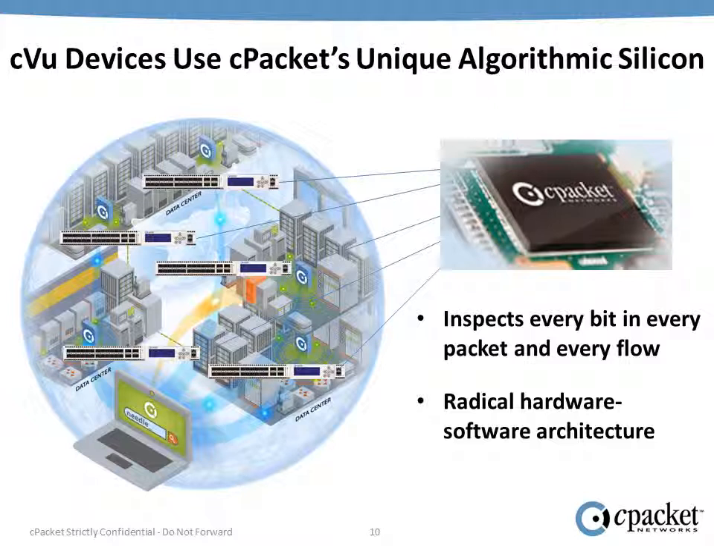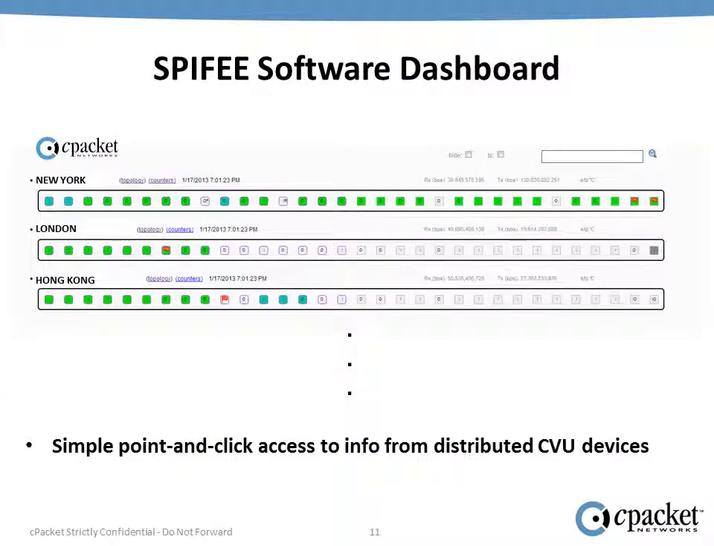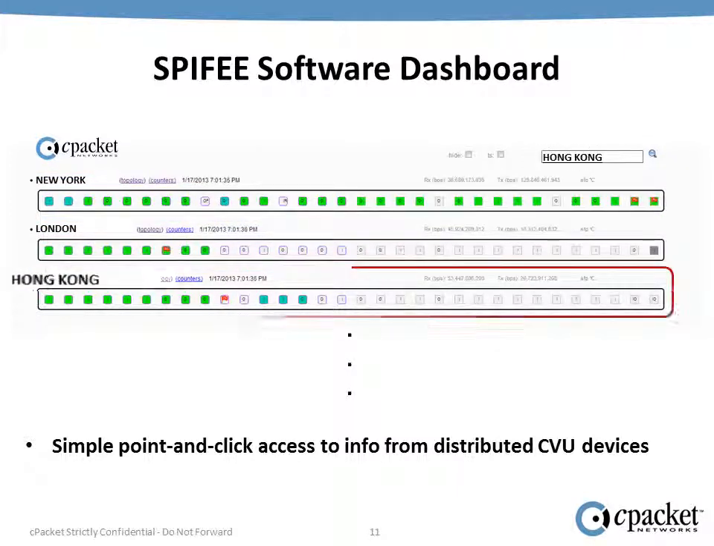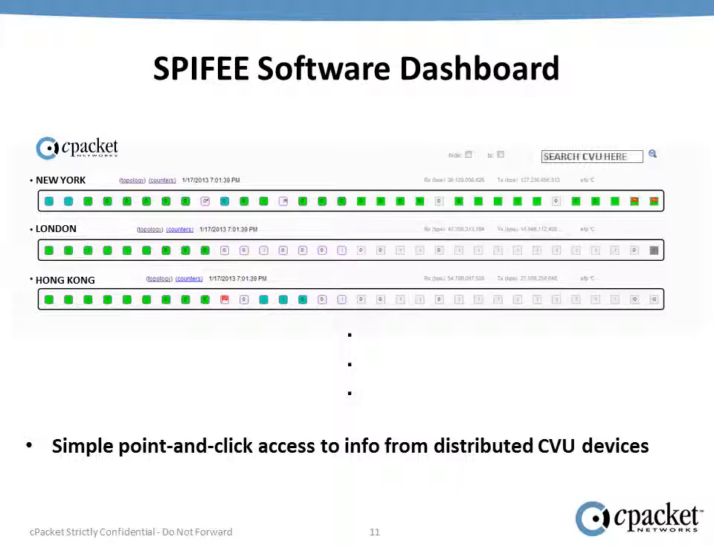When multiple devices are deployed in different data centers in New York, London, Tokyo, and so on, the software dashboard provides a unified, simplified, centralized view of the information from all the distributed CView devices. So when you look, for example, for a particular link, you can type what you look for in the search box, and the system will highlight where that information is.